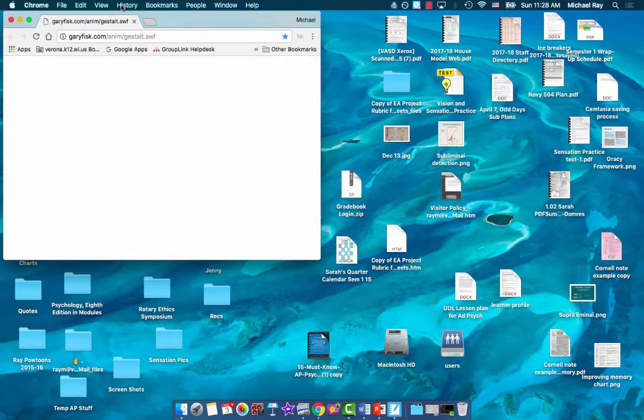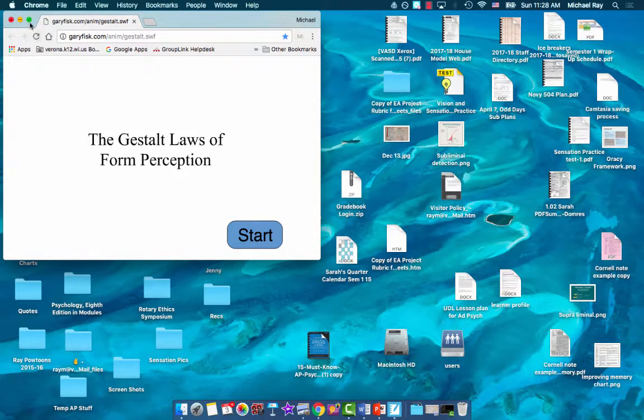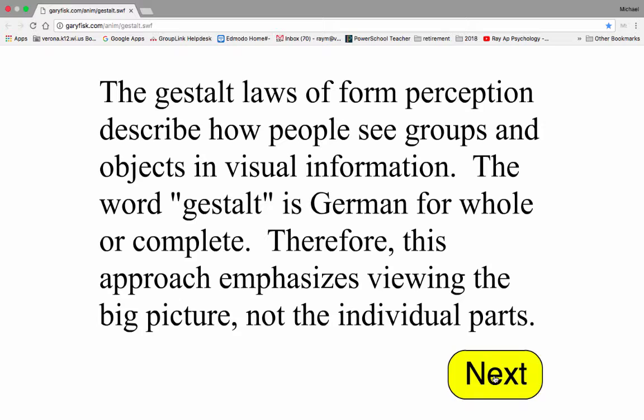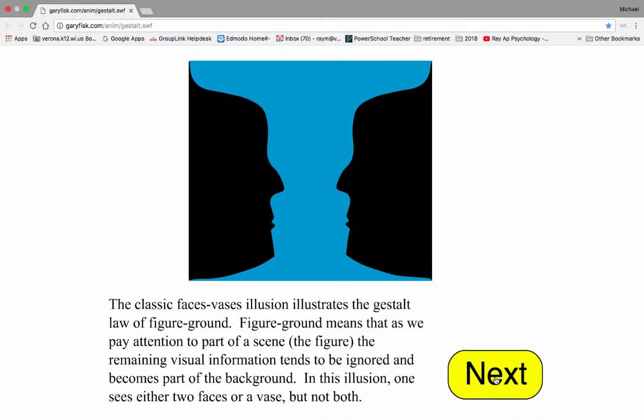Let's take a look here. So the laws of Gestalt. Let's look at some examples here. And remember, Gestalt laws of form perception describe how people see groups and wholes in visual information and not just simple individual parts. A classic example is we might see two faces looking at each other, or we might see a vase or a chalice in the middle.